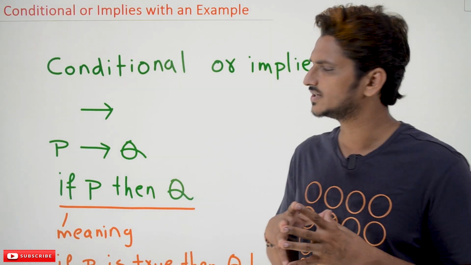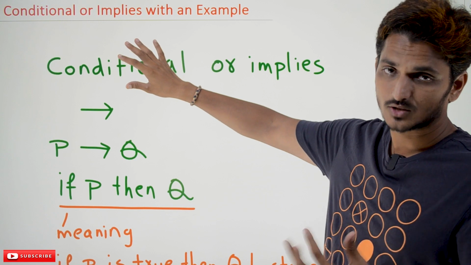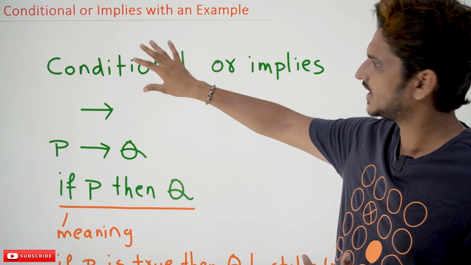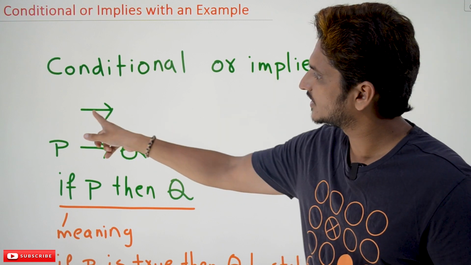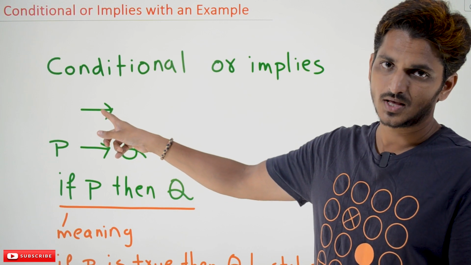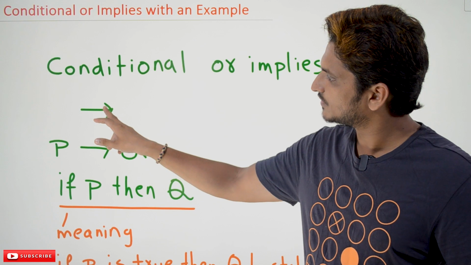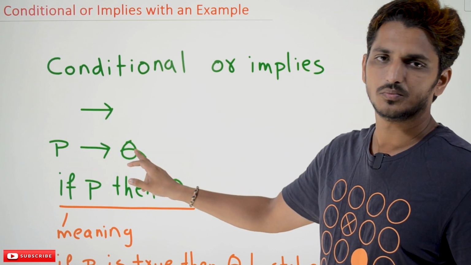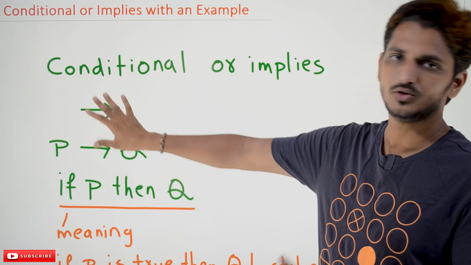Coming to today's class, conditional is one connective which we are going to use in our propositional logic, and we can say it as implies. The symbol for this is the symbol we are going to use as a conditional. If you take two statements P and Q, we write P conditional Q or P implies Q. This is how we are going to use it.